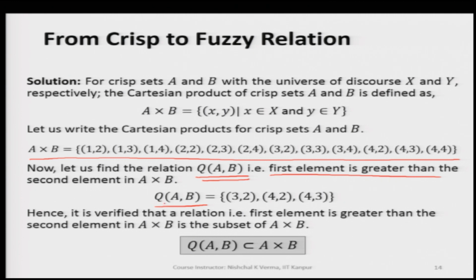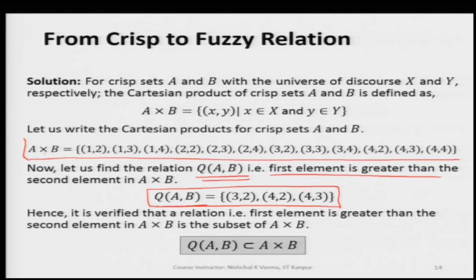If that is true, then we can write QAB is equal to a set of these 3 pairs for which the first element is greater than the second element. We can see here that we have 3 pairs, that is (3,2), (4,2), (4,3), where the first element of the pair is greater than the second element in all 3 pairs. So, QAB represents here a relation set, and this QAB is coming from the total population, which we have got from the Cartesian product of A and B.